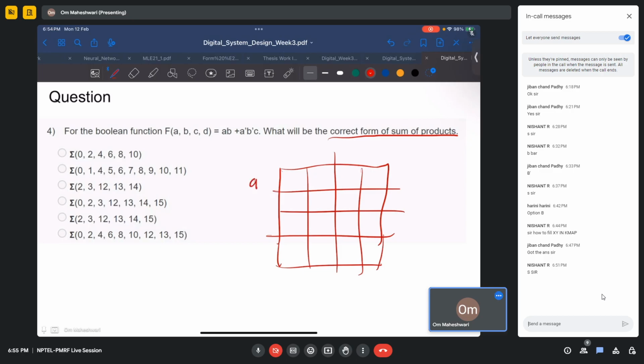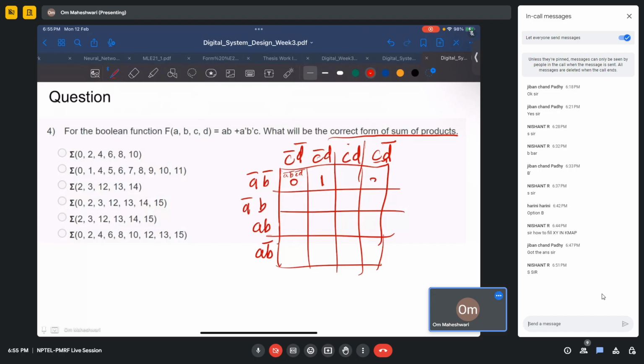Let's say this is A bar B bar, A bar B, A B bar, A B, C bar D bar, C bar D, C D bar, C D. Sorry, I filled it wrong. A B, A B bar, C D, C D bar. Okay, so this is zeros. Actually, this is A bar B bar C bar D bar, which is actually 0, right?